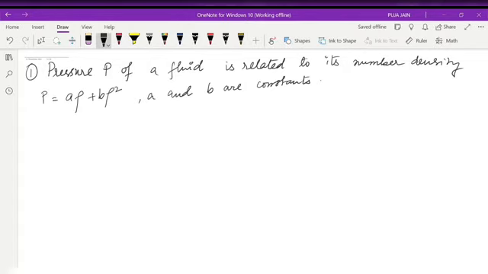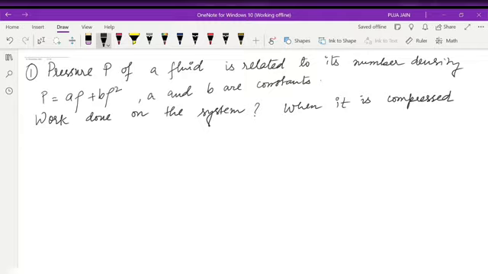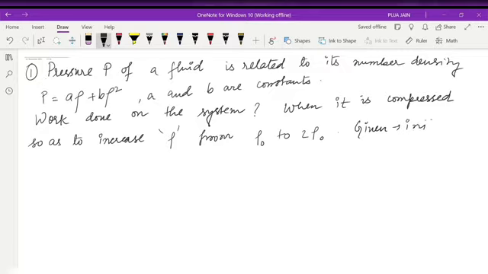Now, our question is what? What is the work done on the system when it is compressed so as to increase the density from rho 0 to 2 rho 0, given initial volume equals V0. Fine. Let's read the question.